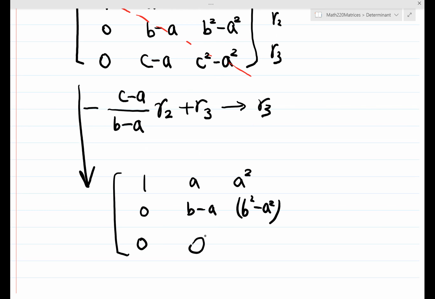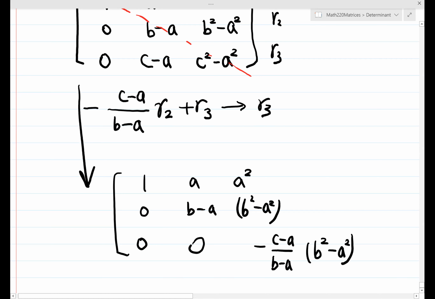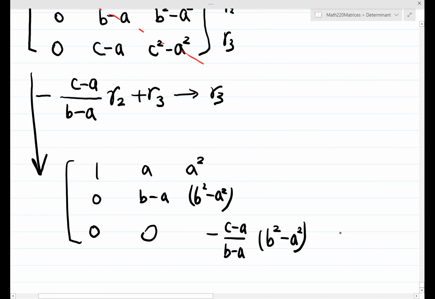Now the remaining thing is to multiply a multiple of R2. So the multiple of R2 will be negative c minus a over b minus a. Multiply R2, the 2,3 entry, second row, third column, will be b squared minus a squared. Okay. Now add it to R3. So add c squared minus a squared, which is the original entry in R3.